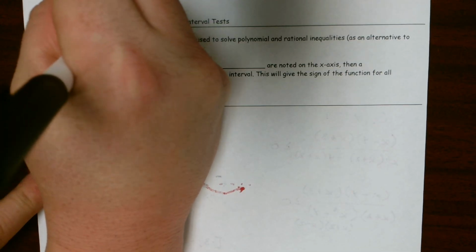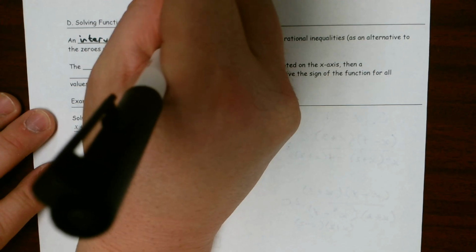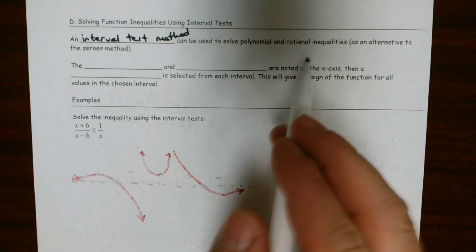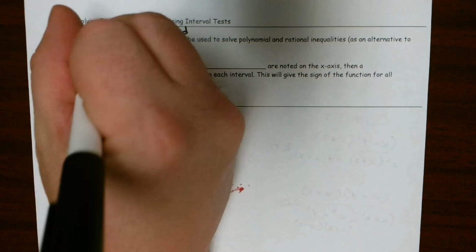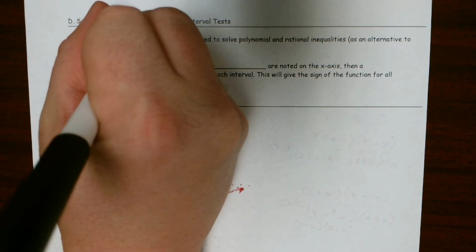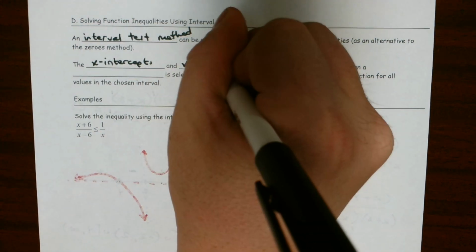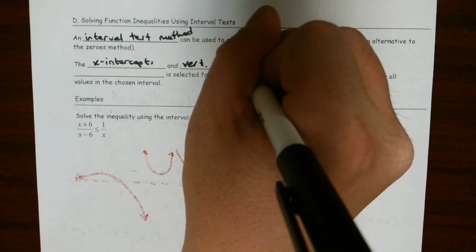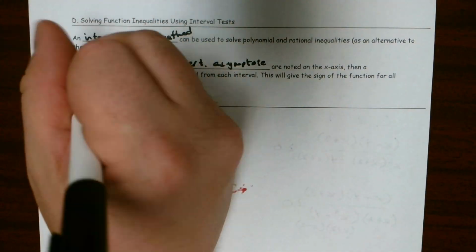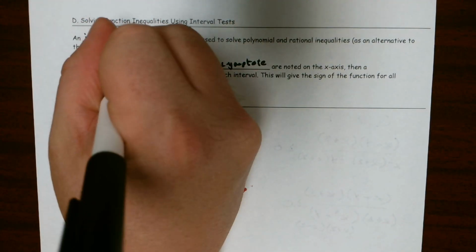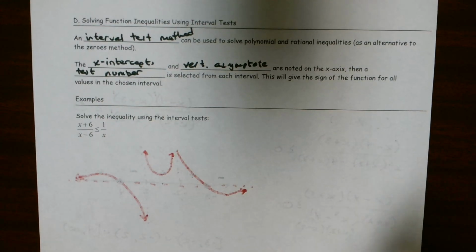An interval test method can be used to solve any polynomial inequalities as an alternative to what we just did. Okay, so the x-intercepts and vertical asymptotes are noted on the x-axis, and then a test number is chosen from each interval, and that'll give you whether it's positive or negative in that interval.